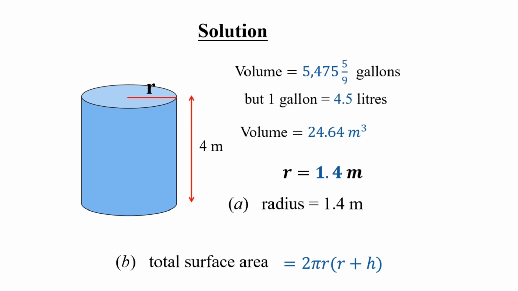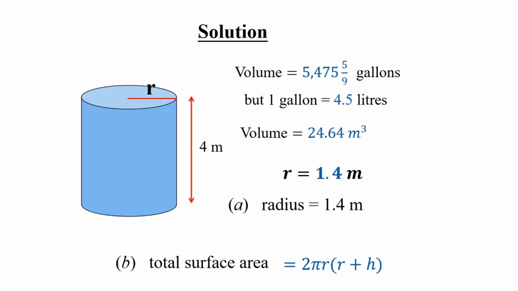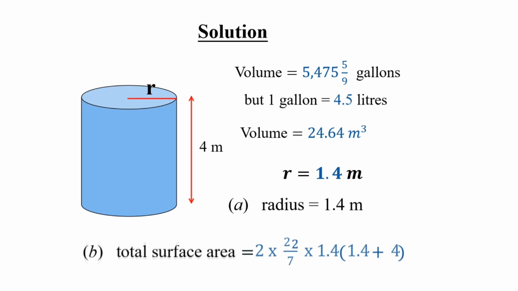Yes, we substitute our values because we have calculated for the radius. So let's plug in our values. We have r as 1.4, and we have pi giving us 22 on 7, and h is 4. So we just substitute those values, and this is what we have.